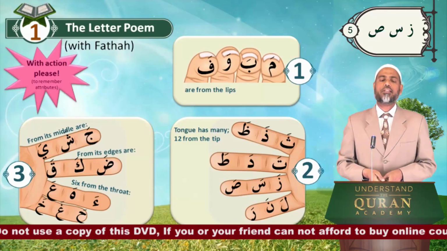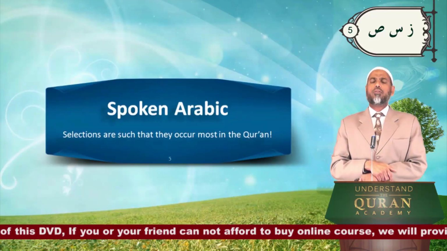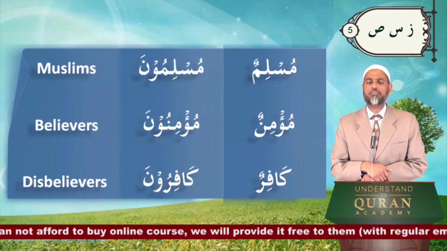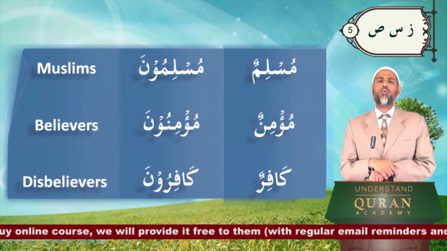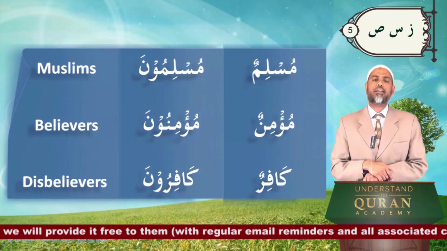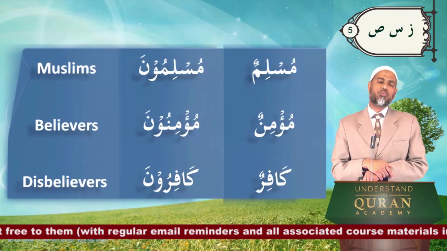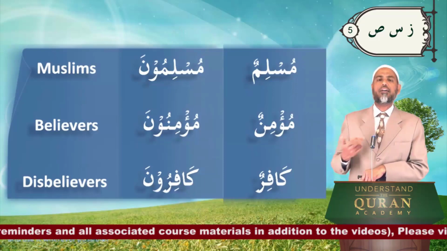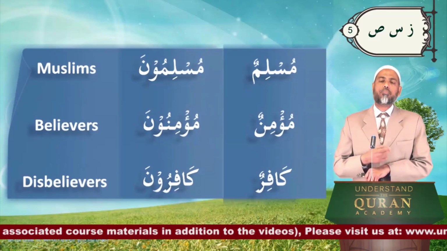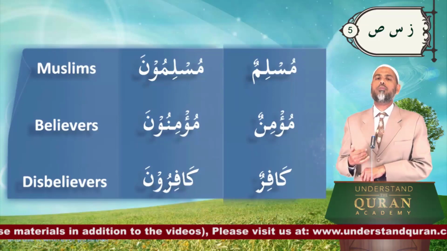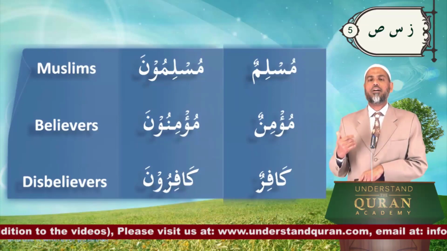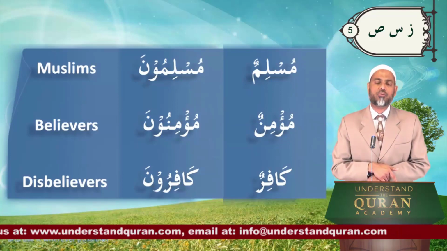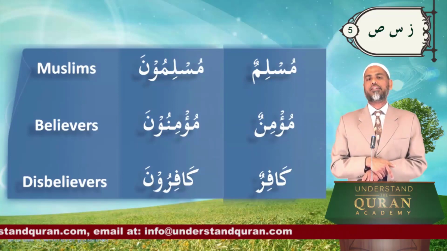But before we close, spoken Arabic, very simple. You know, Muslim. Muslim is the one who submits to Allah subhanahu wa ta'ala. The plural of Muslim is Muslimun. You just add un and it becomes plural. Muslimun. Mu'min is believer. Mu'minun. Kafir is disbeliever. Kafirun is the plural. So plurals are un. Muslimun, mu'minun, kafirun. This is one way of making plural. Just remember this and you will use this inshallah in different sentences later on.